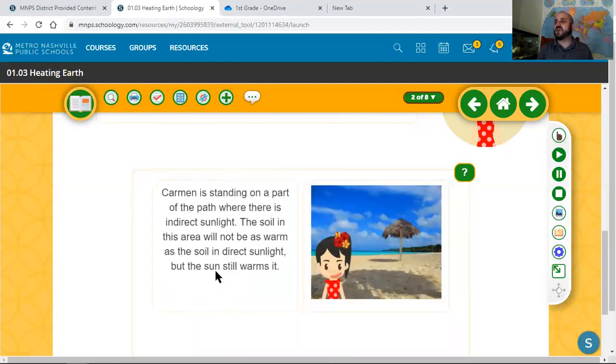Carmen is standing on a part of the path where there is indirect sunlight. The soil in this area will not be as warm as the soil in direct sunlight, but the sun still warms it. So what they're saying there is even if you're in shade, it's still going to be a little warm because the sun is out.